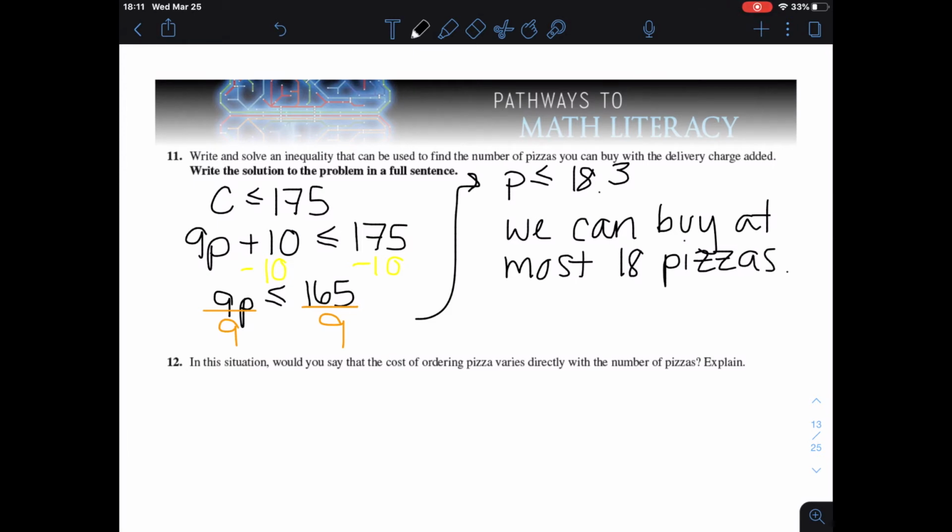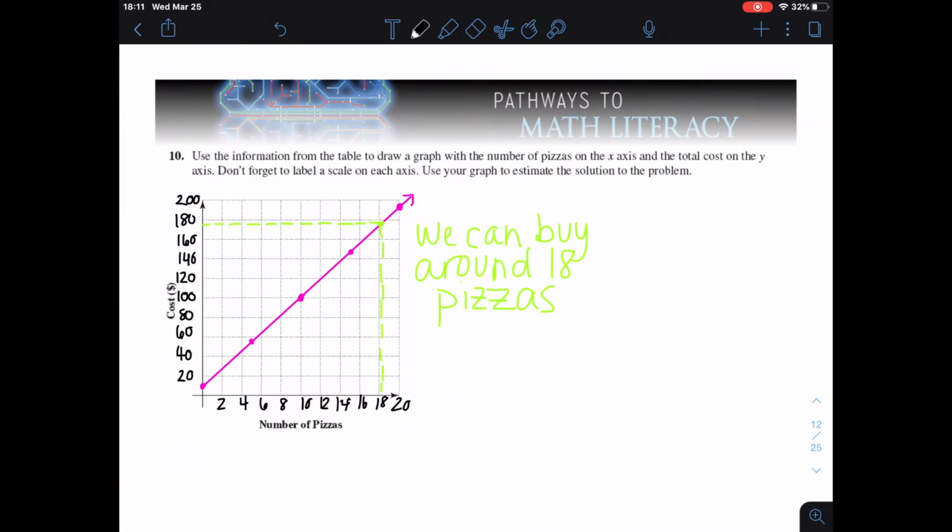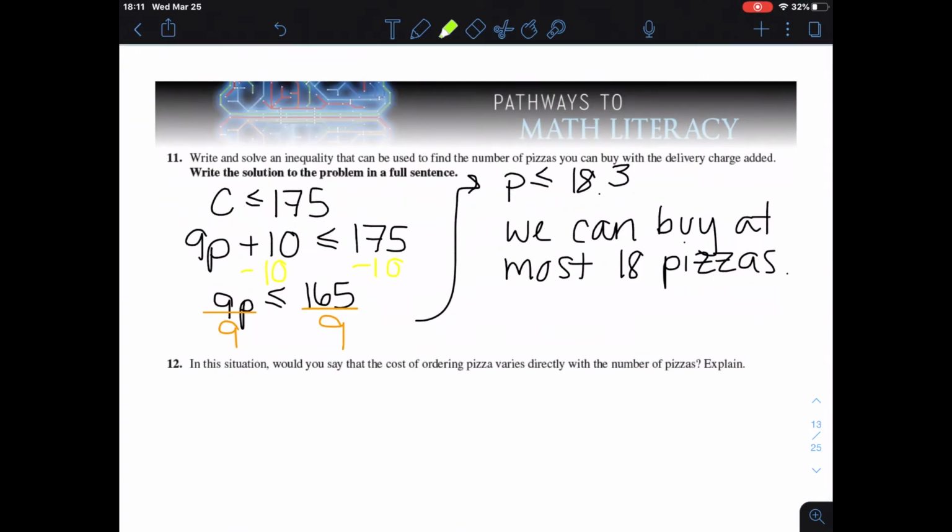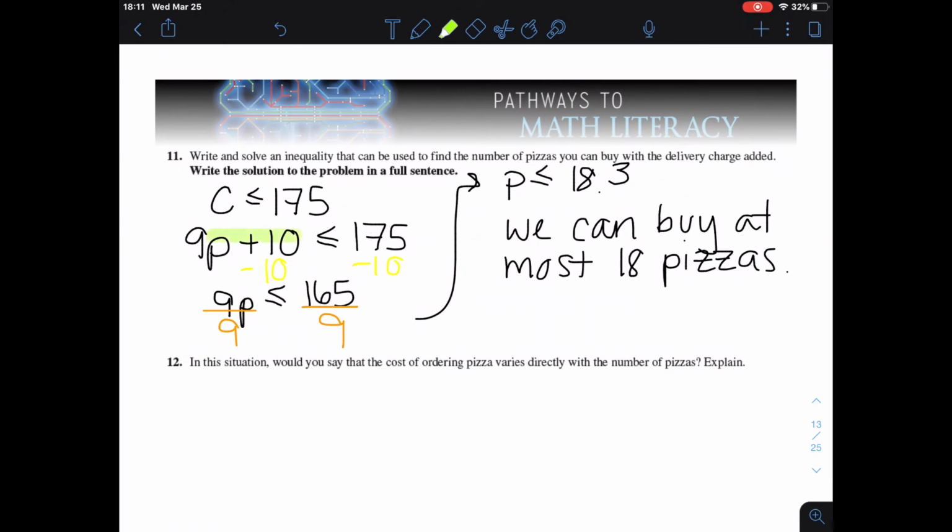So in this particular situation, does the cost of ordering pizza vary directly with the number of pizzas? And that's not going to happen here because I no longer go through that origin or 0, 0. Or another way I could see it is I don't have the cost is some constant times x. I have this additional $10 starting out fee. So no, it doesn't because of the delivery charge.